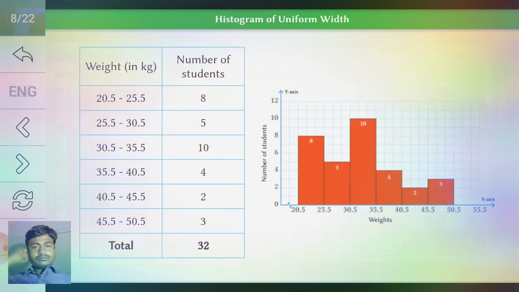Drawing the rectangular bars of width equal to the class size and lengths equal to the frequencies of the corresponding classes, we will get the required histogram.